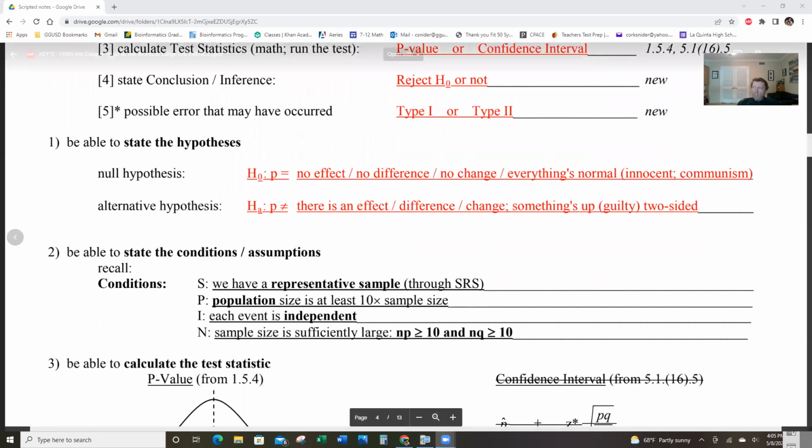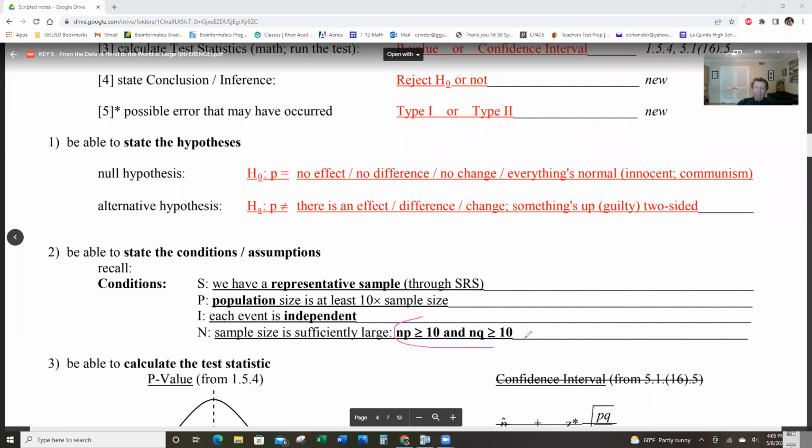And this is the little equation that helps you remember that. n times p has to be bigger than 10, and n times (1 minus p) has to be bigger than 10. 1 minus p is q.